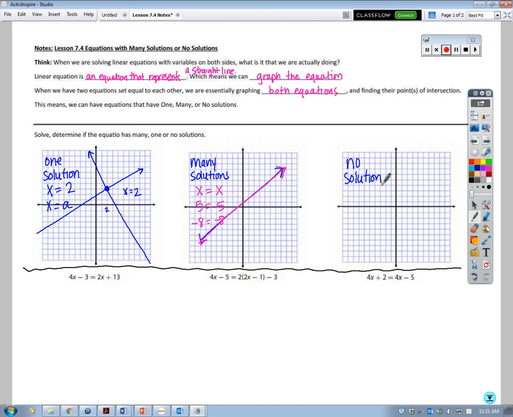Okay? And so that means that you have one line, and that other line is actually going to be something that runs parallel to it. They're never going to intersect. They're never going to have a solution, right?